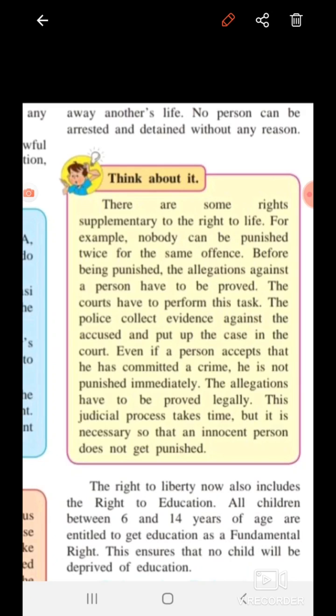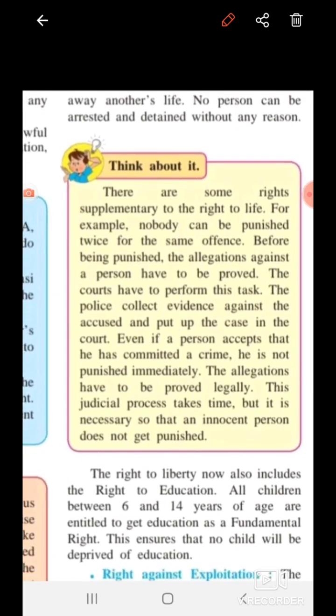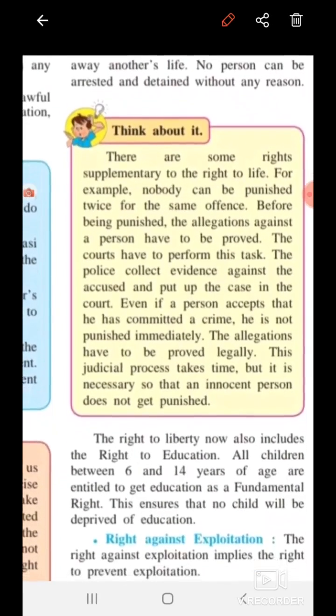Therefore it becomes very conducive for a person to live in this particular country with all his basic rights, and nobody can take away anyone's life. No person can be arrested without any reason, right?